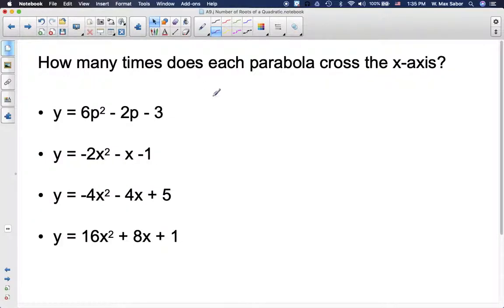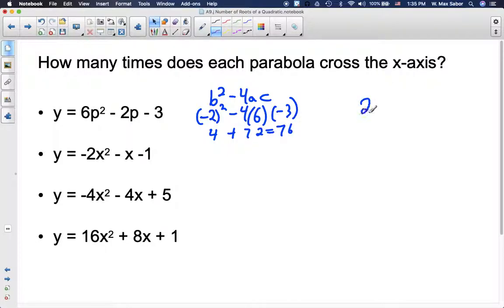So, the discriminant, b squared minus 4ac, is, b is negative 2, squared minus 4 times 6 times negative 3. 4 plus 24 times 3 is 72, which is positive. So there are 2 solutions.